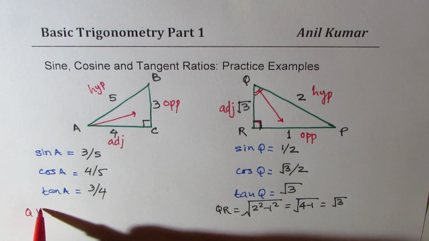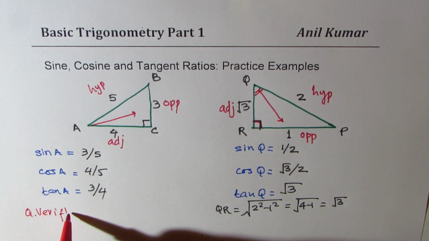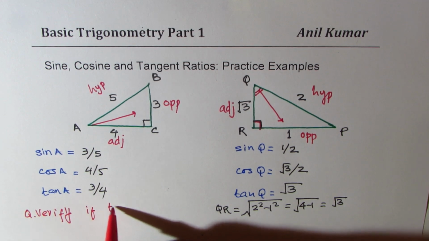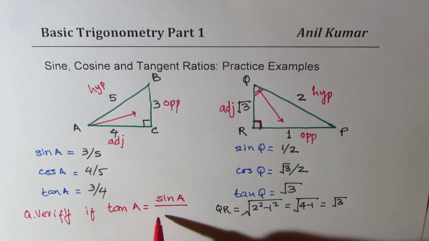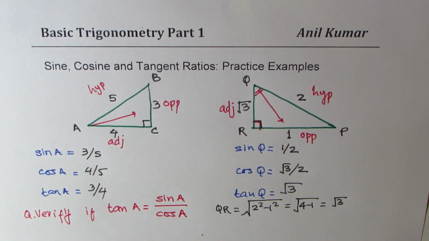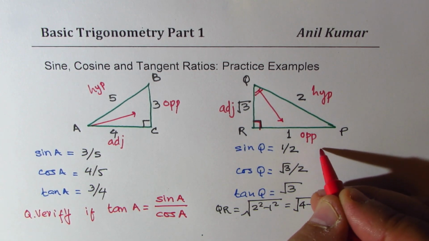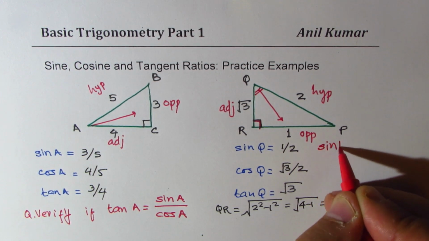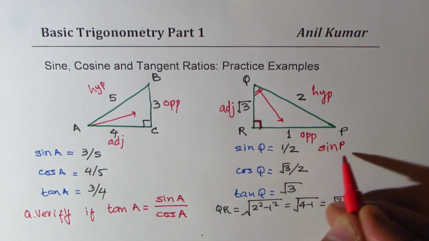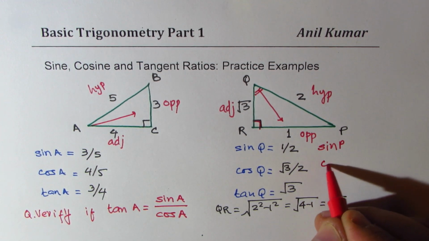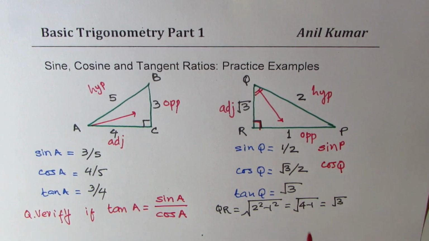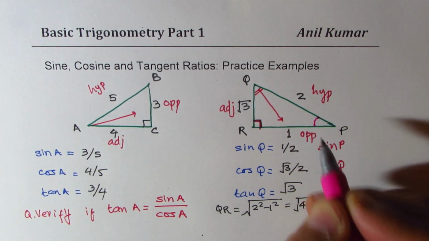Now I would like you to verify if tan A is equal to sine A divided by cos A. Okay? This is what I would like you to verify. Second, I will also like you to find what is sine of P and how it is related with cos of Q. Correct?